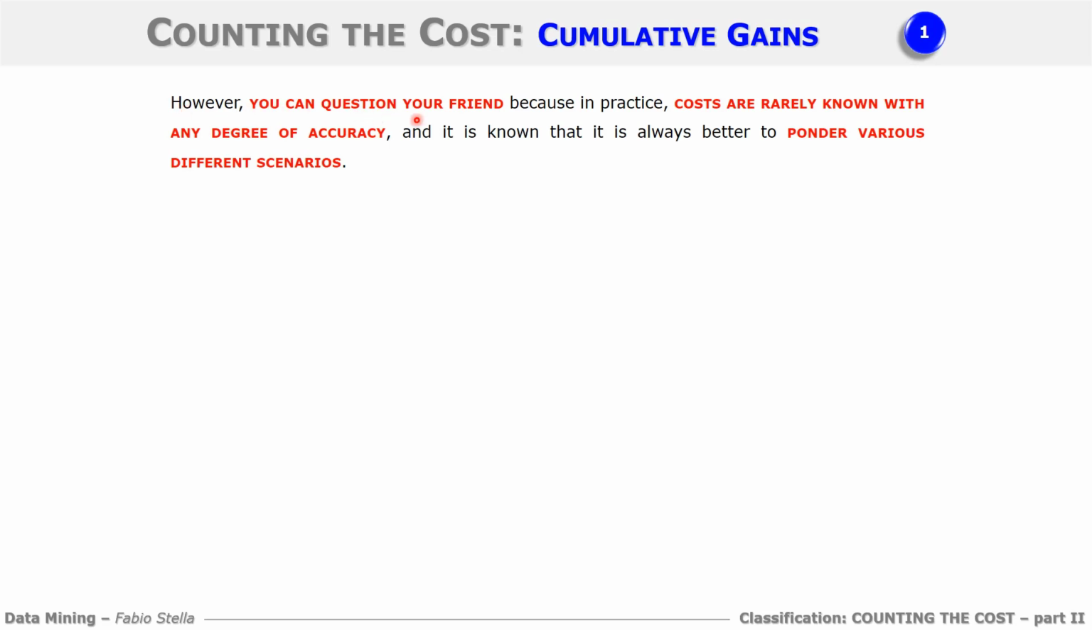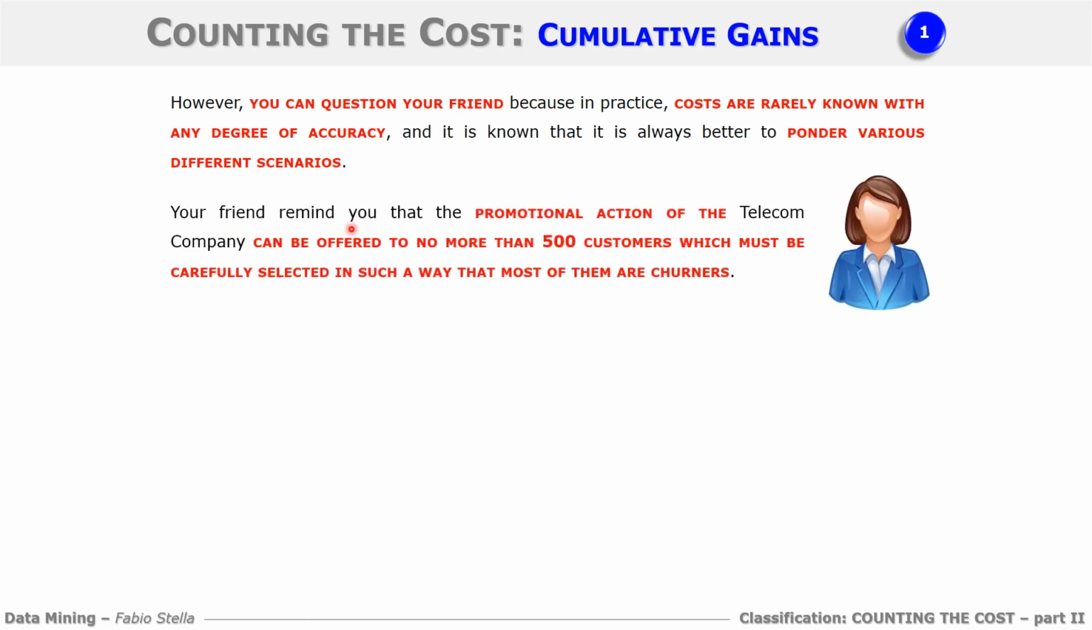However, you can question your friend because in practice, costs are rarely known with any degree of accuracy, and it is known that it is always better to ponder various different scenarios. Your friend reminds you that the promotional action of the telecom company can be offered to no more than 500 customers, which must then be carefully selected in such a way that most of them are churners. So you are in the following situation.